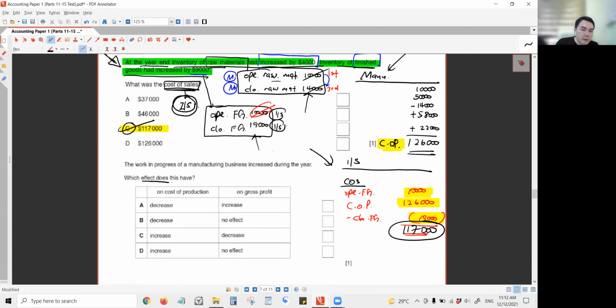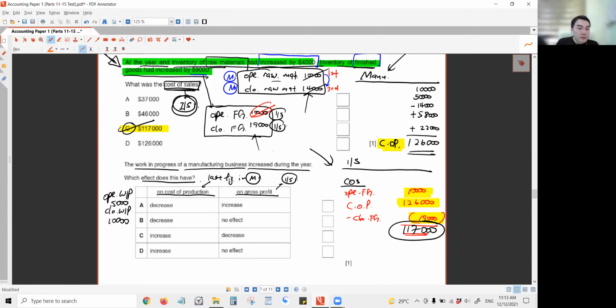Which effect does this have on cost of production? This is the last figure in the manufacturing account. This is the figure that appears in the income statement. They say work in progress of a manufacturing business increased during the year. It's the same trick here. It's talking about something that has increased. It means opening work in progress, closing work in progress. Which number is bigger? Closing. Maybe this is 10,000, this is 5,000, right?